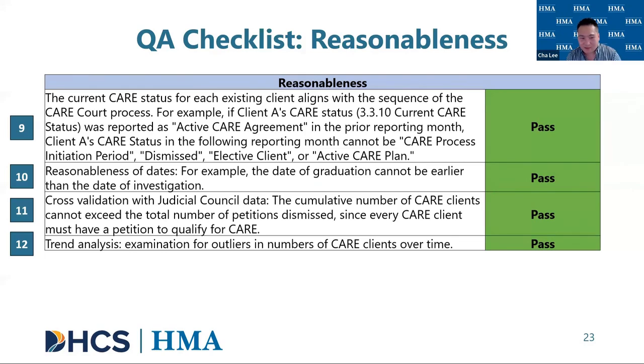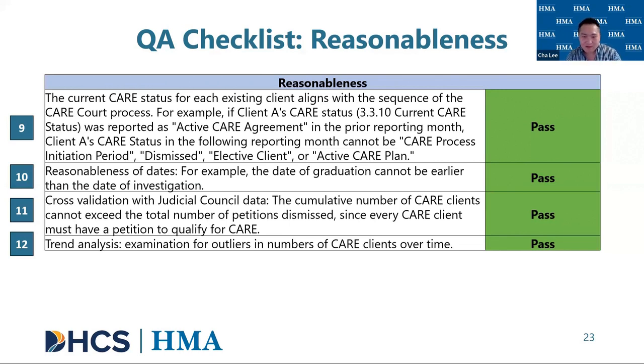Technically, if you were reported to be on the care agreement in the prior month, that means that you cannot go back and then use the previous care status. And also you cannot change care status suddenly, like you are in active care plan. If we find an issue like that, we're going to be reaching out to the county and asking them to fix it.